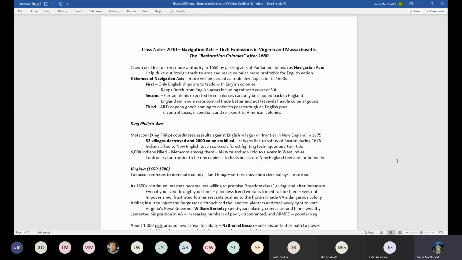That's the second theme. Certain items exported, and in one particular case, they say tobacco. Tobacco comes out of where? Virginia and Maryland, the Chesapeake colonies. So the English in their second set of navigation acts say that those products can only go back to England. Again, England's losing money if Virginia tobacco goes back to France or to Spain or to the Netherlands.